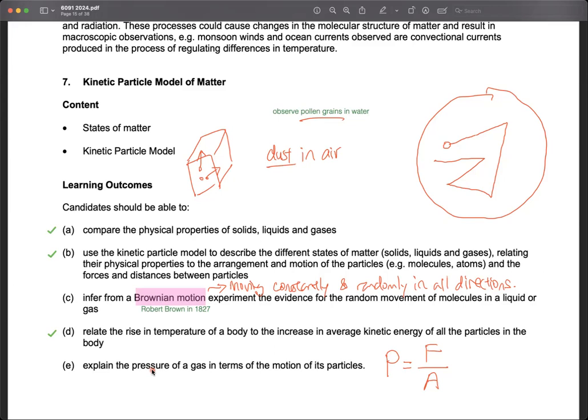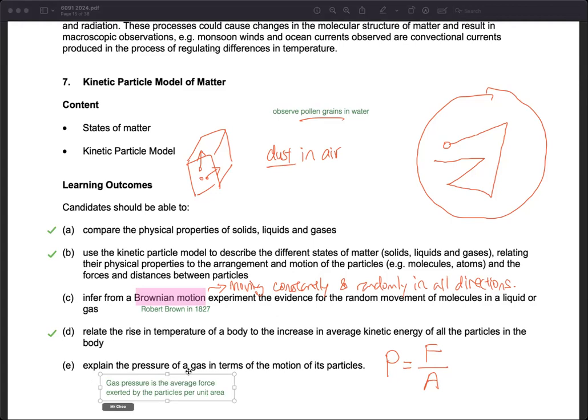Okay, so at the particle level, because we're talking about the kinetic particle model, how do we explain this? Gas pressure is the average force exerted by the particles per unit area. Is this explanation clear? Basically, it's the same formula as force over area, so you just need to tweak it a bit. This is how you use the kinetic particle model to explain the pressure of a gas: the pressure of a gas is the average force exerted by the particles per unit area. Are you all with me?